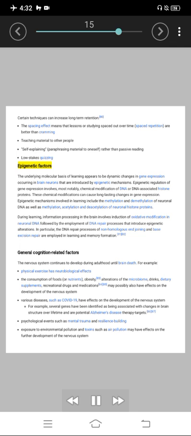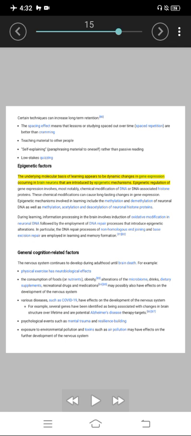Epigenetic factors. The underlying molecular basis of learning appears to be dynamic changes in gene expression occurring in brain neurons that are introduced by epigenetic mechanisms. Epigenetic regulation of gene expression involves, most notably, chemical modification of DNA or DNA-associated histone proteins. These chemical modifications can cause long-lasting changes in gene expression.